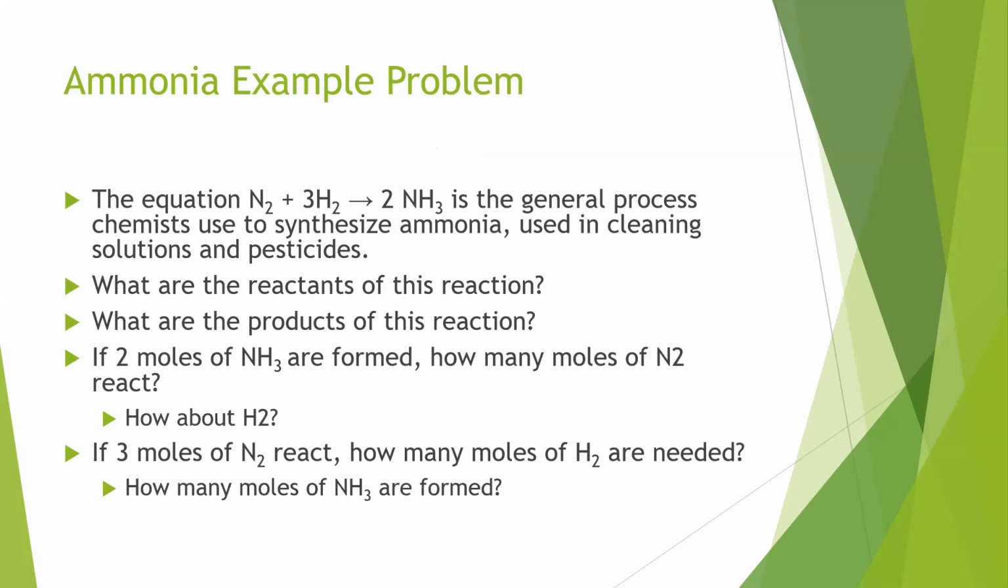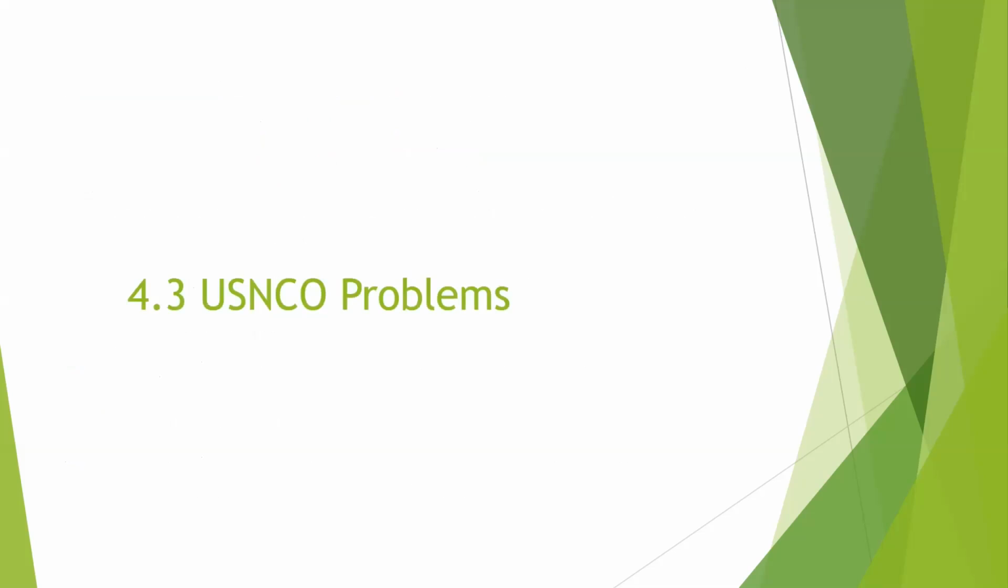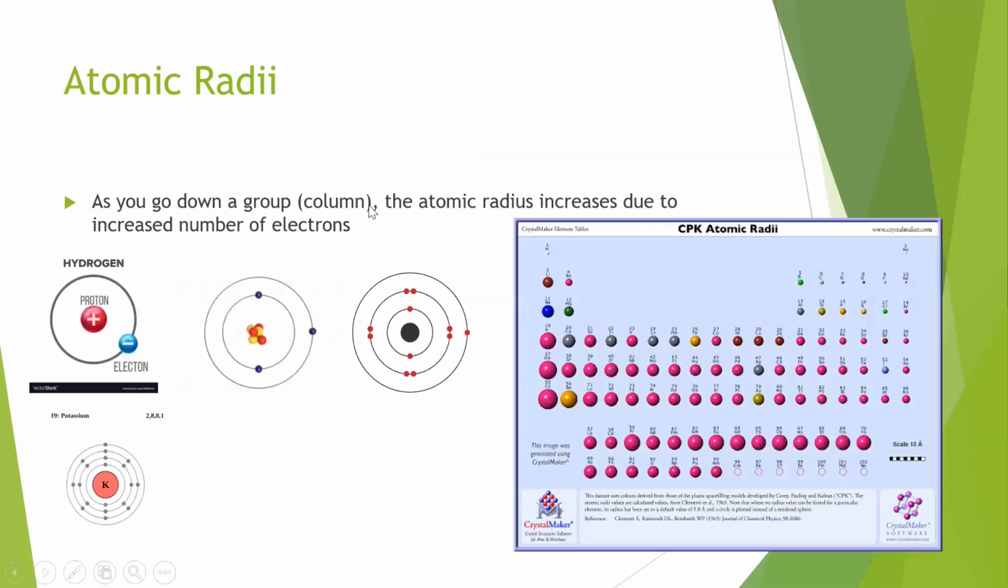Okay, so I'm going to briefly go over the chemistry Olympiad problems. I want to reiterate what I talked about last time about atomic radii. As you go down a group, remember that a group is a vertical column, the atomic radii increases. The reason is that each period of the table, like this is one period, this is the second period, has an extra shell of electrons.